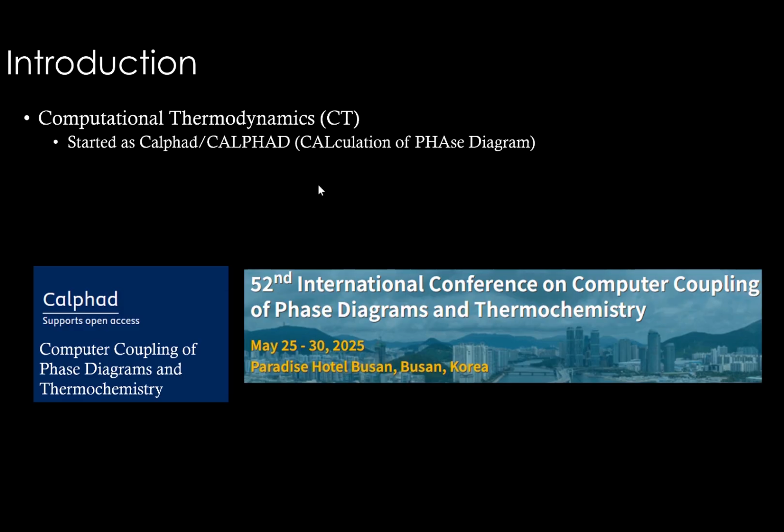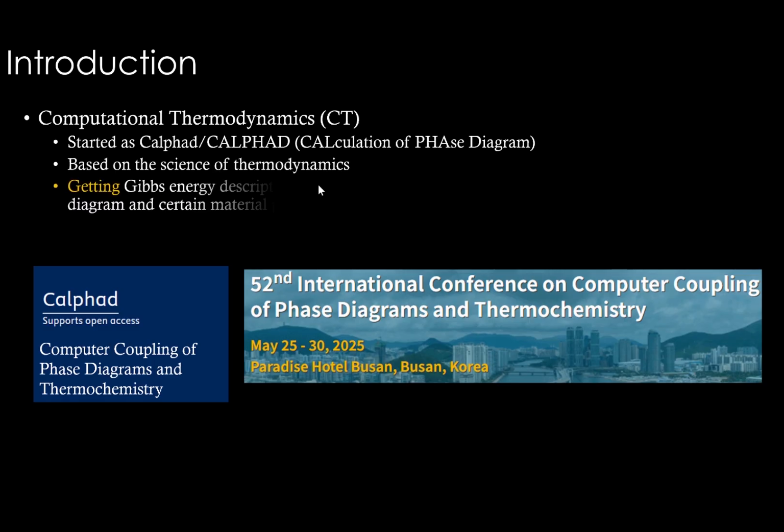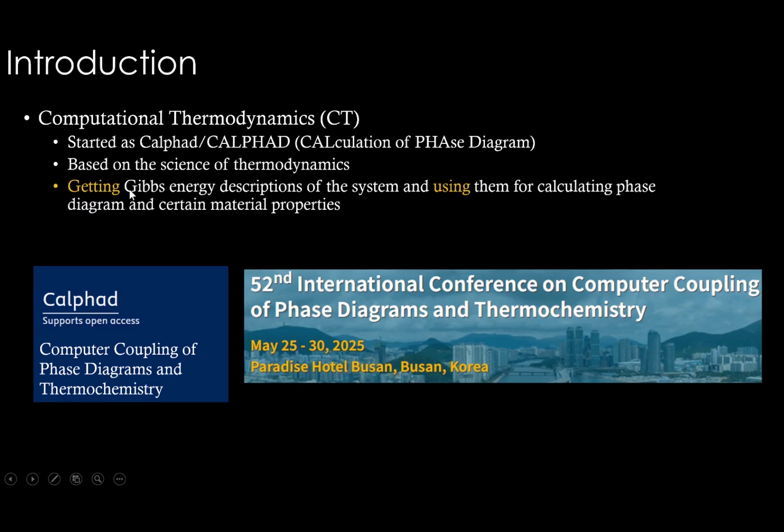So this CALPHAD is based on the science of thermodynamics. What it does is basically getting Gibbs energy descriptions of the system and using them for calculating phase diagrams and certain material properties, especially the thermodynamic properties of materials. And here two things are in this yellow color: getting Gibbs energy and using the Gibbs energy, right? So that is at the heart of this technique. And of course, computers are used for these purposes.